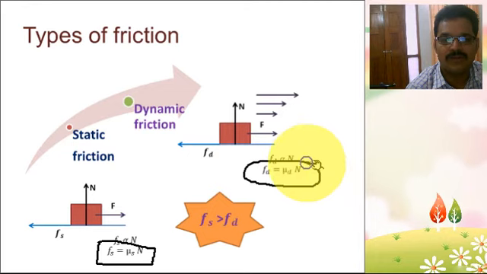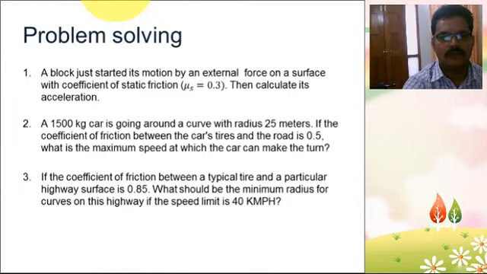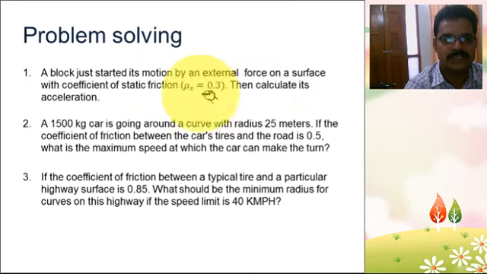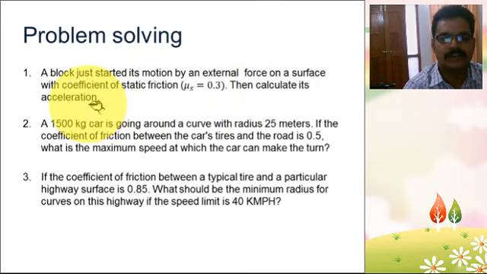So both formulas have the same format: static friction is mu s n, dynamic friction is mu d n. The only difference is the type: it is static, that is dynamic. Now, problem solving skills in friction. See the first problem. A block just started its motion by an external force on a surface with coefficient of static friction 0.3. Then calculate its acceleration. So the force is not given, it is just mentioned that a force is applied. Here the only data given is the coefficient of static friction, and you are asked to calculate acceleration.